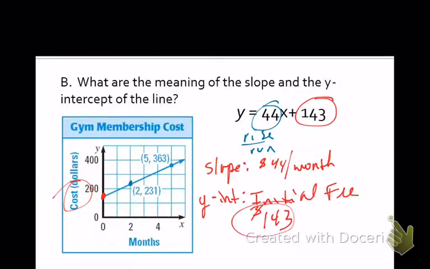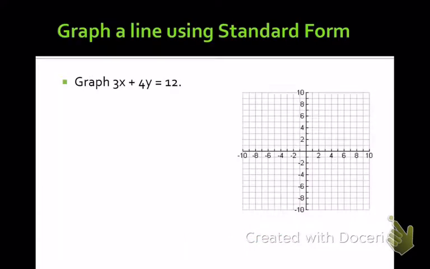We'd want to be specific here in this context. The initial fee is $143. Right? Or the application fee, if you want to call it that. The application fee is $143. Okay? That's what slope and y-intercept mean, and you have to try to find the context in your problems.